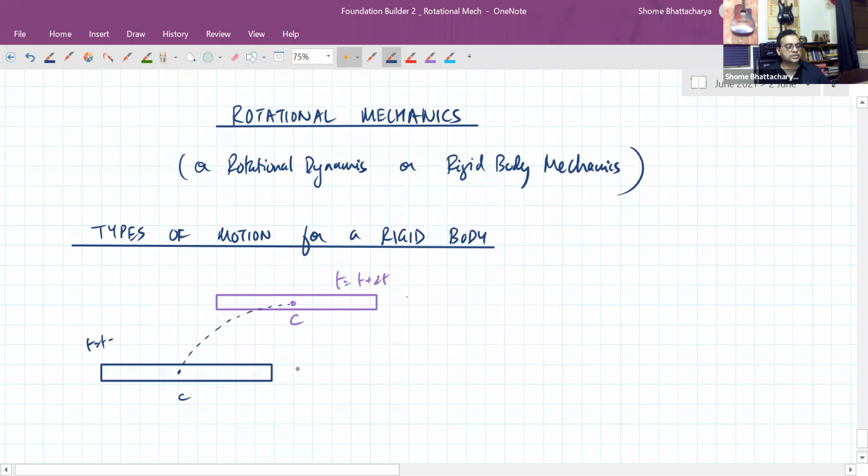In this case, you can see that the rigid body has moved in such a way that if you look at any point on the rigid body, like let's say this corner is A, this corner has moved to this point now. The center has moved to this point now. If you look at this corner, let's say B, that has moved to this point now. So every point has the same displacement. So this type of motion is called pure translation.